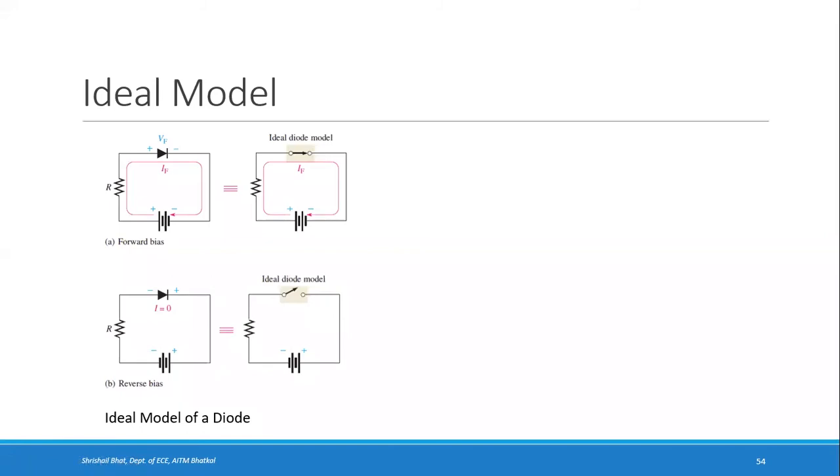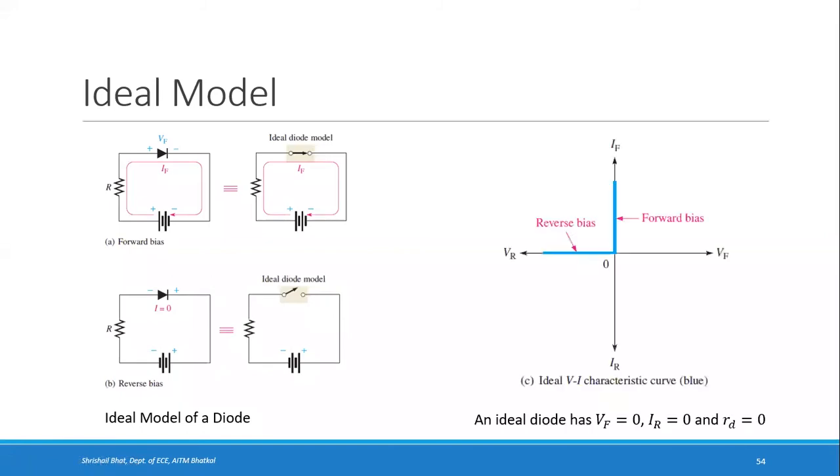The characteristics for this ideal model are called the ideal characteristic of the diode. An ideal diode has Vf equal to zero, so the forward voltage drop is zero. IR is zero, that is reverse current is zero, and dynamic resistance is also zero. So this is the ideal characteristic of a diode. That means when it is forward biased, it has to conduct a very high current without a slope. The slope comes because of the resistance. When the resistance is zero, it is a vertical line.